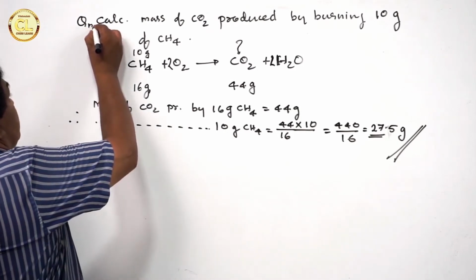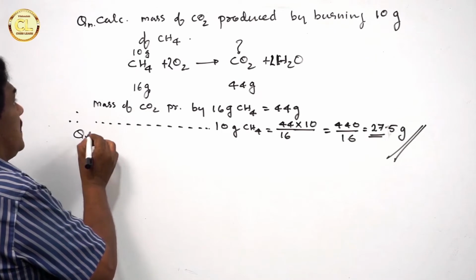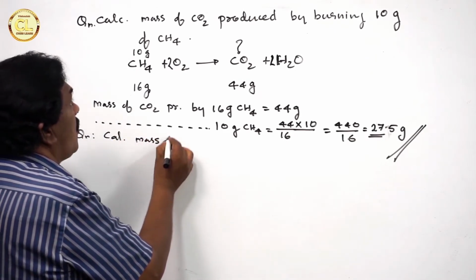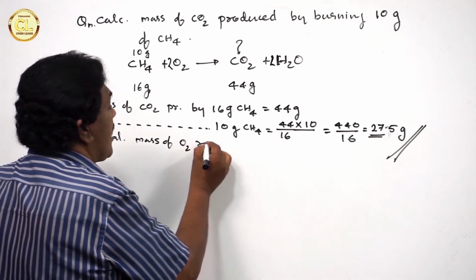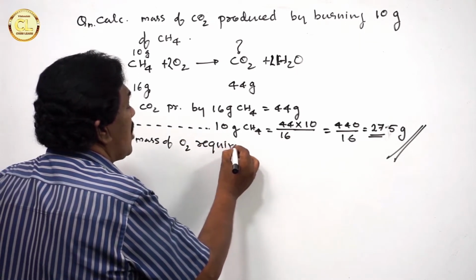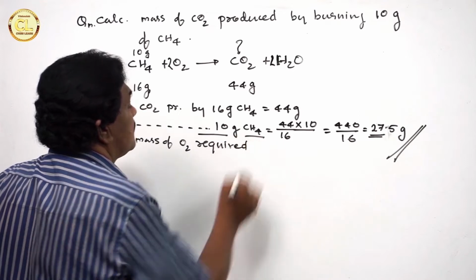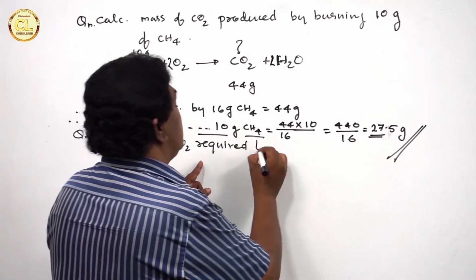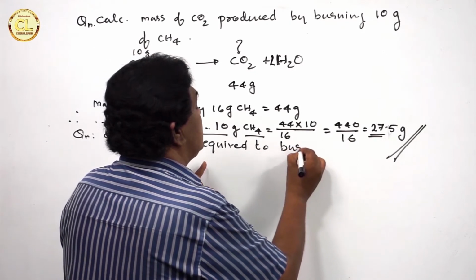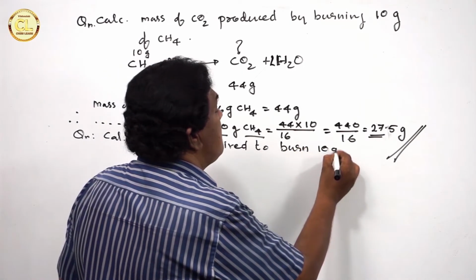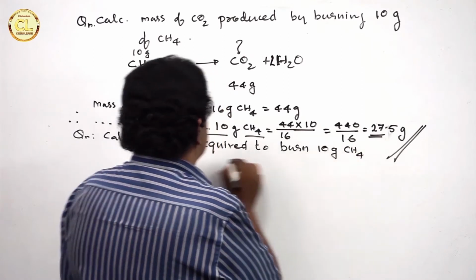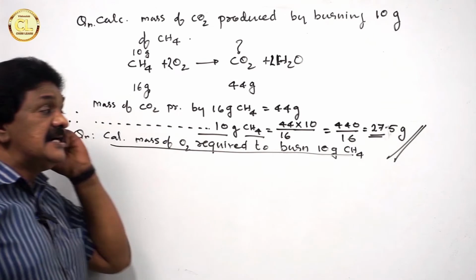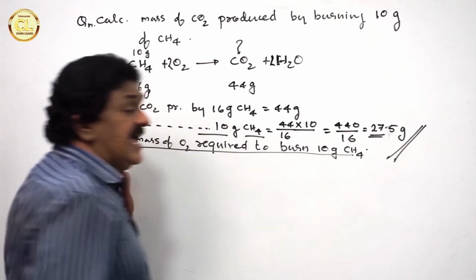Question: Calculate the mass of oxygen required to burn 10 gram methane. That's the question.